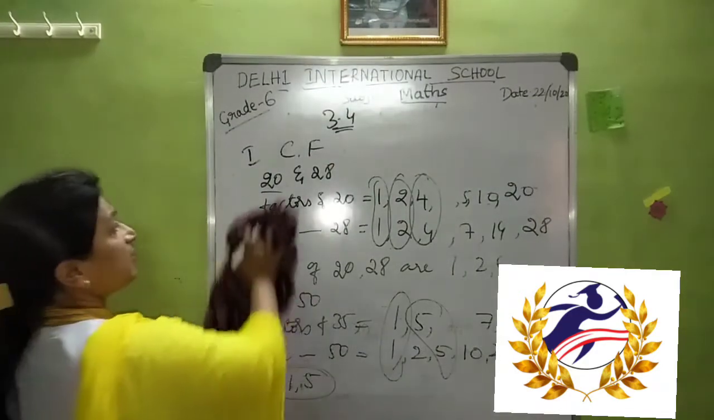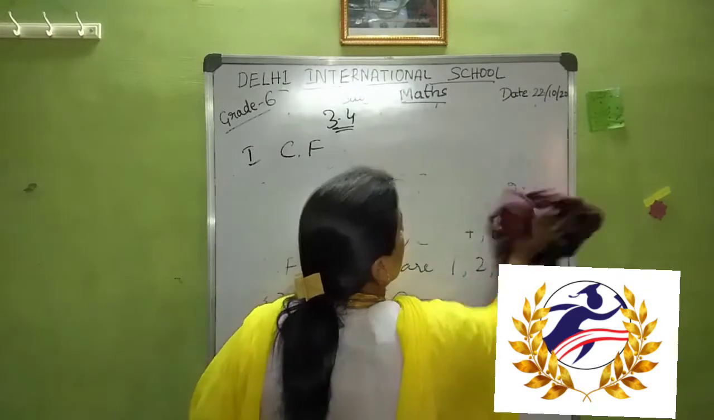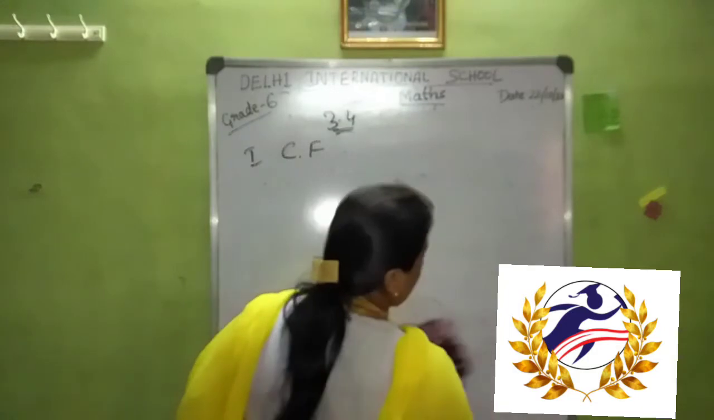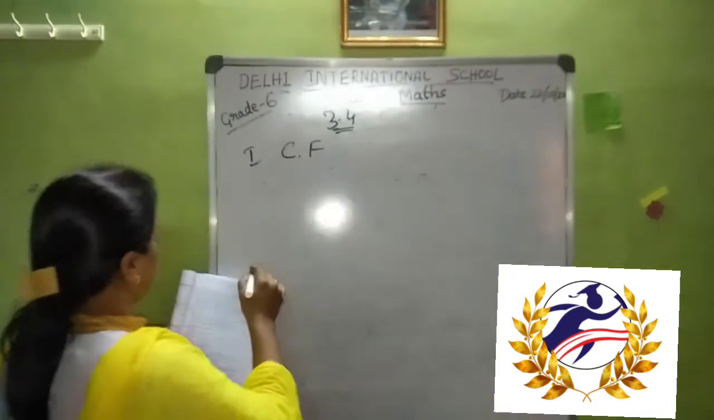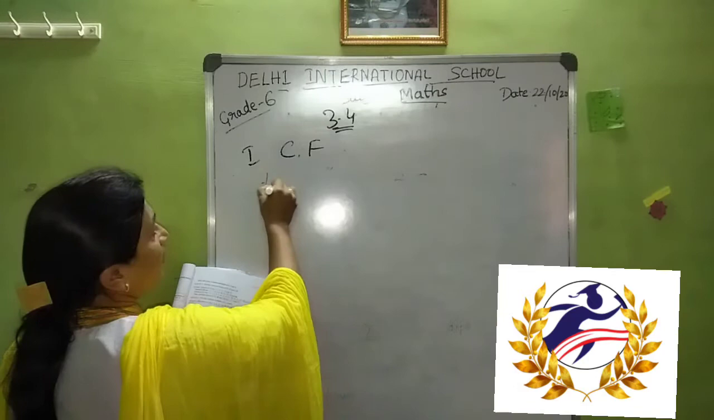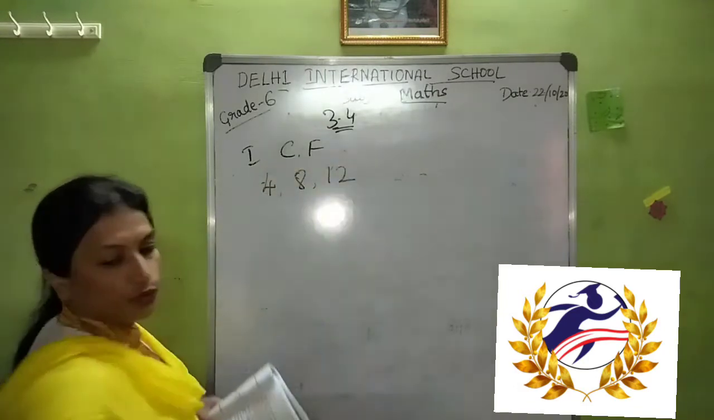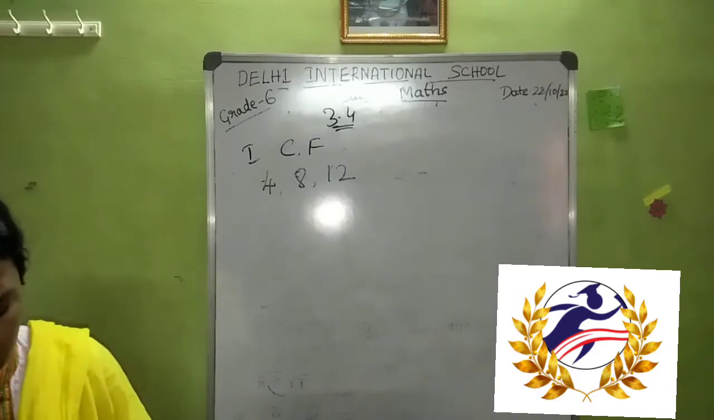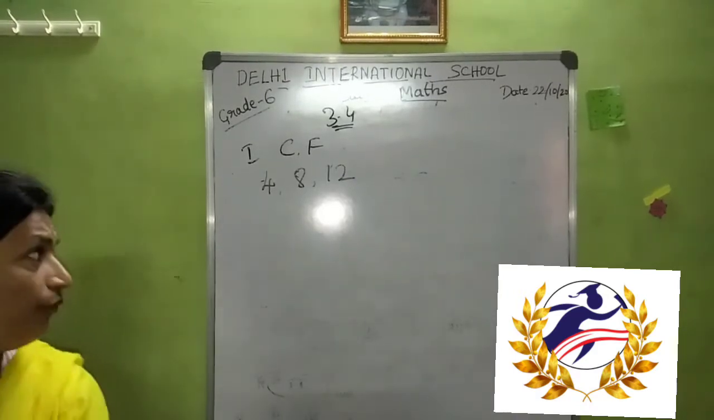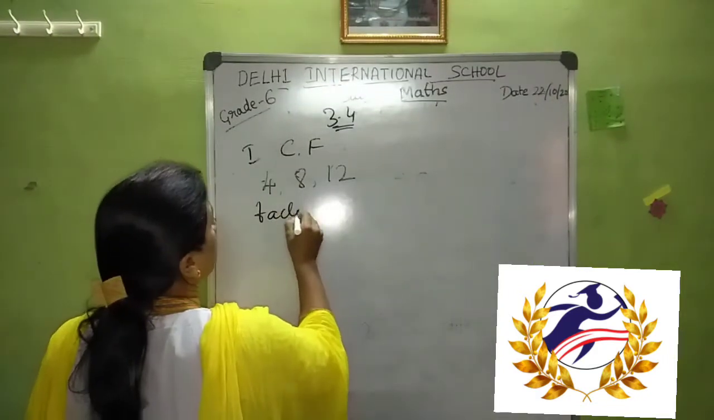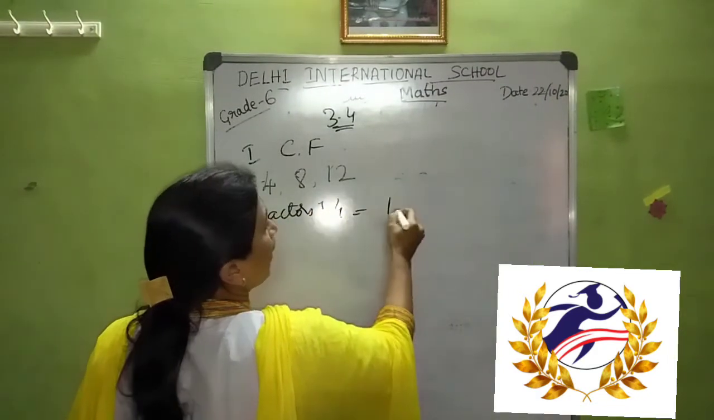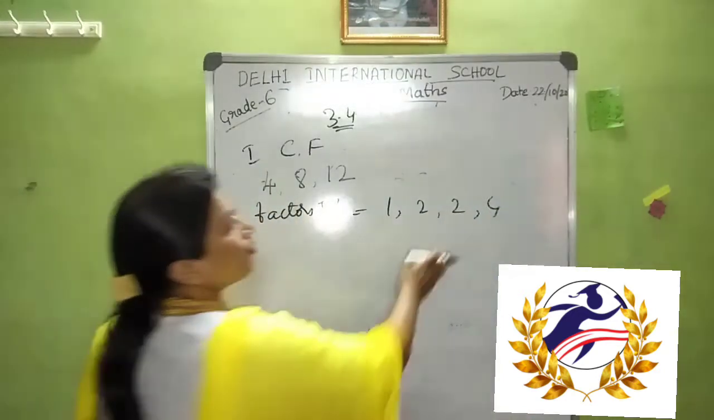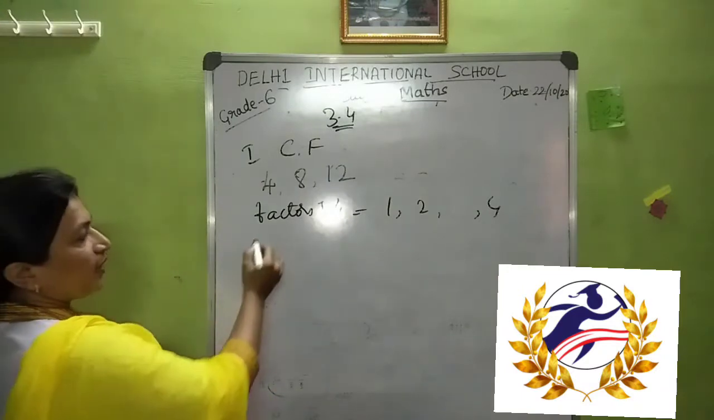And next, in the second main, let us do one or two problems. In the second main also, the problem is done in the same way, but they have given three numbers to take out the factors: 4, 8 and 12. Factors of 4: 1 4s are 4, 2 2s are 4. So 1, 2 and 4 are the factors.